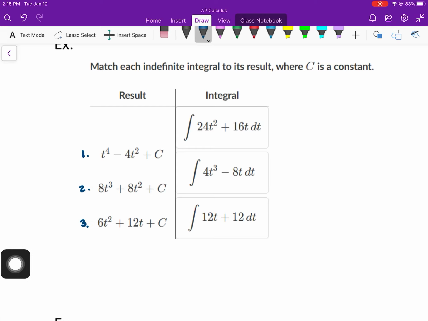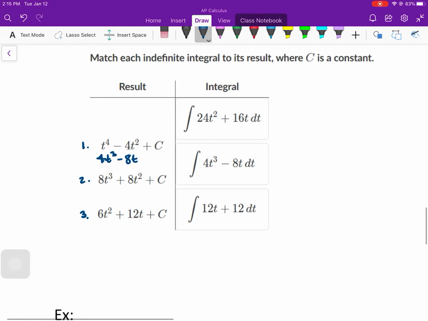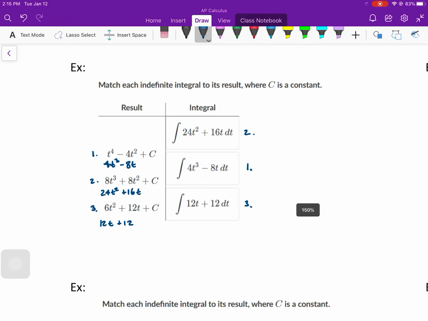So let's take the derivative of number 1. That would be 4t cubed minus 8t plus 0. Derivative of a constant, C just represents a constant, would be 0. So you'll see that matches up right here. This one, 24t squared plus 16t. There it is. And then 12t plus 12. There you go.